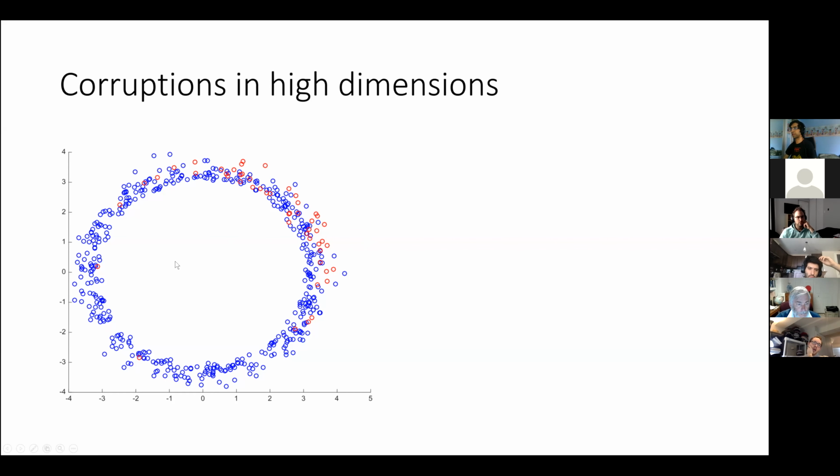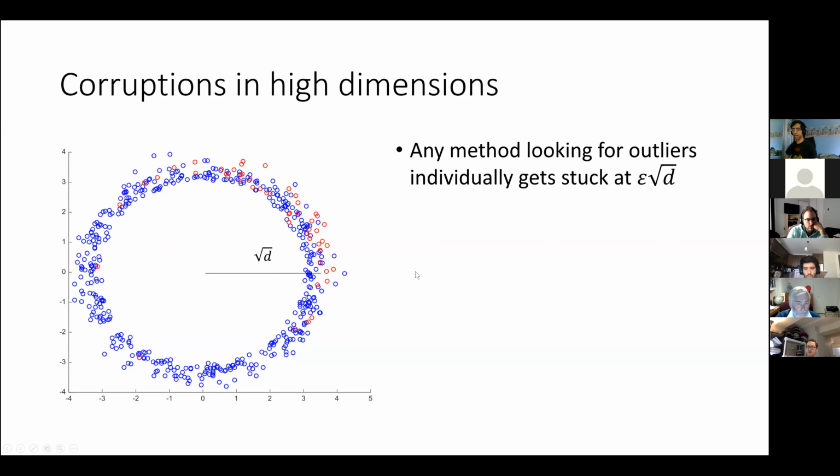Furthermore, even more troublingly, you can see that these are all sort of equidistant away from the mean. You'll see that these are all about square root d away from the mean. So every point is very far from the mean, and the contribution of a single point can be very large even in this setting. Basically, using the fact that things are indistinguishable if they lie in the spherical shell, any method that looks for outliers individually will get stuck at this epsilon times square root d, thus picking up this root d factor, which we were trying to avoid.